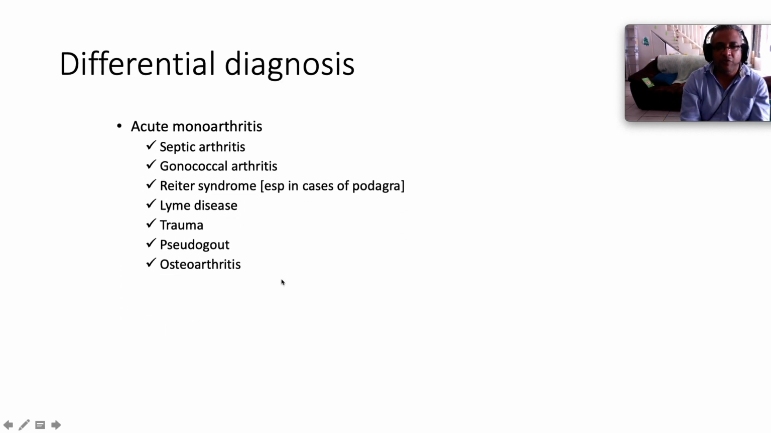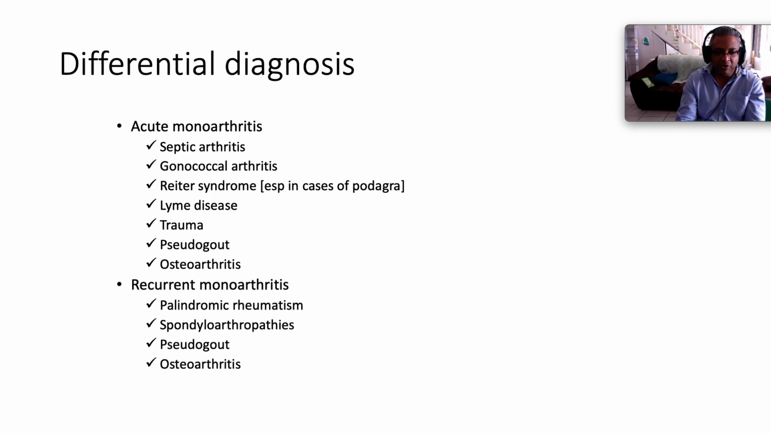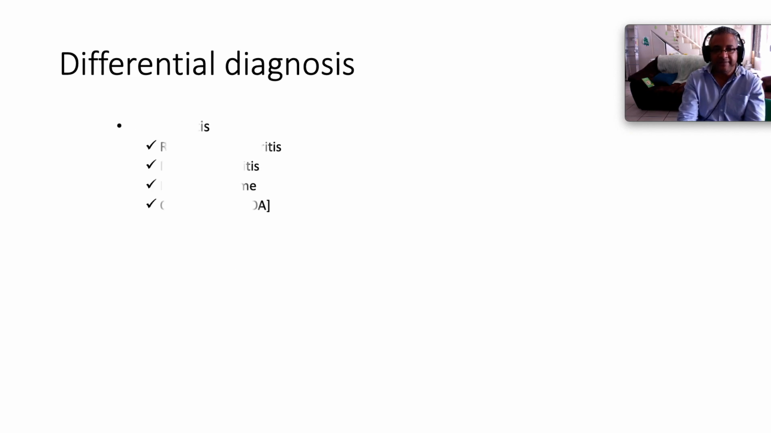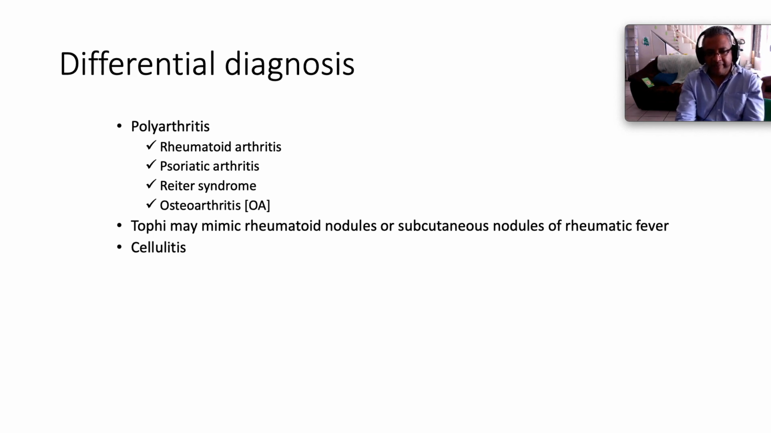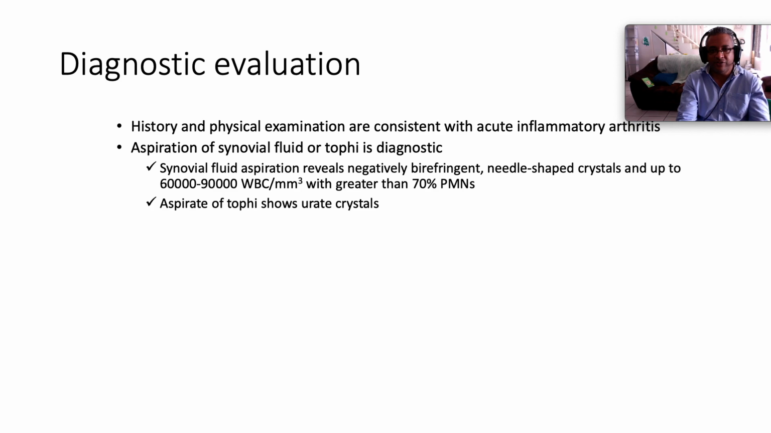Okay, guys, let's look at the differential for gout. Acute monoarthritis has a whole truckload of differentials, right? It can be septic arthritis, gonococcal arthritis, Reiter's syndrome, which is called reactive arthritis. It's a group of the seronegative spondyloarthropathies, Lyme disease, trauma, pseudogout, and of course, everybody's favorite, osteoarthritis. The recurrent monoarthritis differential includes palindromic rheumatism, spondyloarthropathies, pseudogout, and osteoarthritis. Differential for polyarthritis includes rheumatoid arthritis, psoriatic arthritis, Reiter's syndrome, and osteoarthritis. Remember that tophi may actually mimic the rheumatoid nodules, right? Or subcutaneous nodules that we have in rheumatic fever. So watch out. That's a nice differential. Cellulitis is another differential, right?